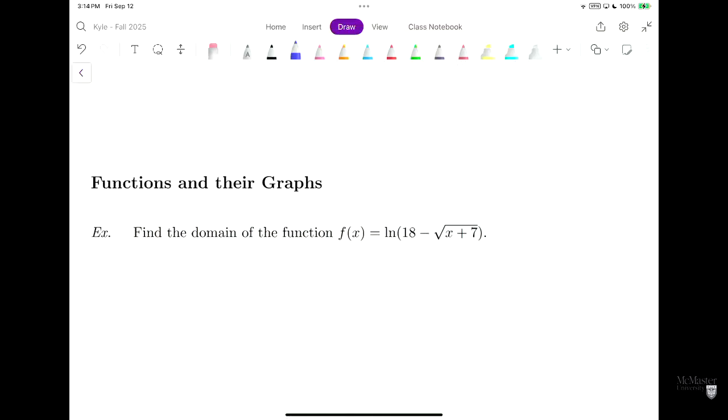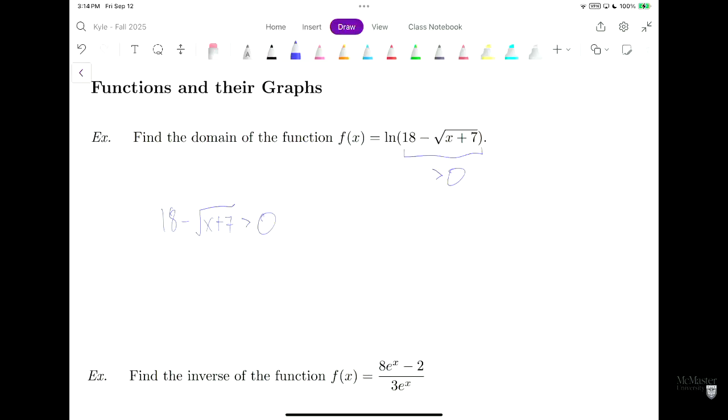Let's look at functions and their graphs. In particular, here's an example. Let's find the domain of this function f, which is equal to the logarithm of 18 minus the square root of x plus 7. Okay, so how do we solve this one? In particular, we know the logarithm can only take positive inputs. So we know the inside of the logarithm must be greater than 0. So we know 18 minus the square root of x plus 7 is greater than 0.